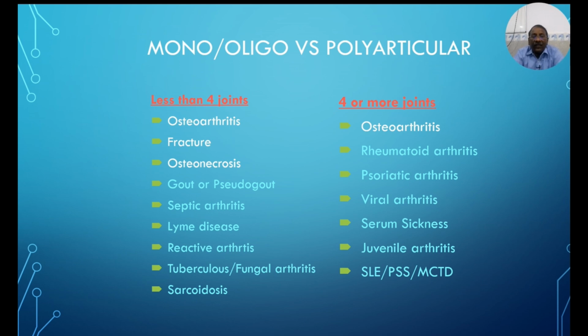Fungal arthritis, again the fungal, especially in the diabetics, HIV positivity, immunosuppressed individuals, elderly individuals, people taking a lot of steroids. So fungal arthritis is also very common. Then sarcoidosis. Okay, so these are all the mono or the oligoarthritis conditions, whereas the polyarthritis I already told you several things.